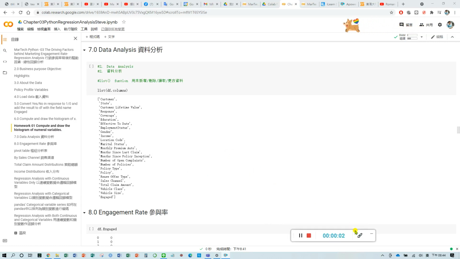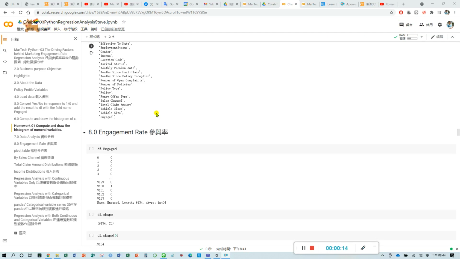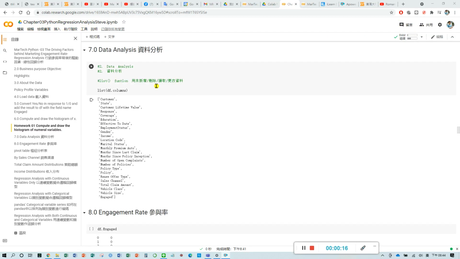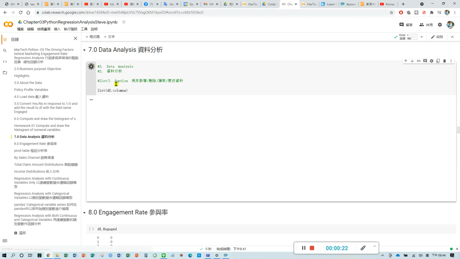Okay, welcome back. We have talked about the behavior for each variable. Okay, so right now we are going to do the data analysis. Use this command to show all the variable names for this data set.